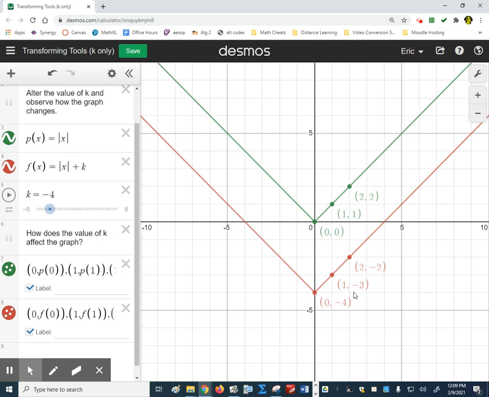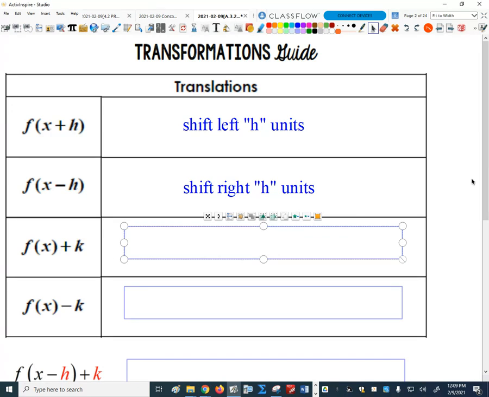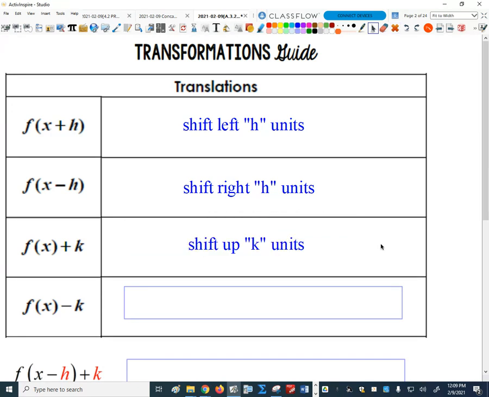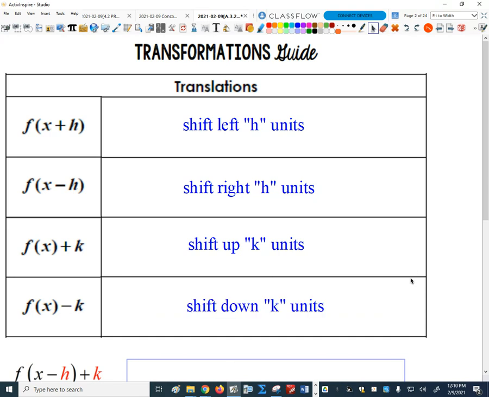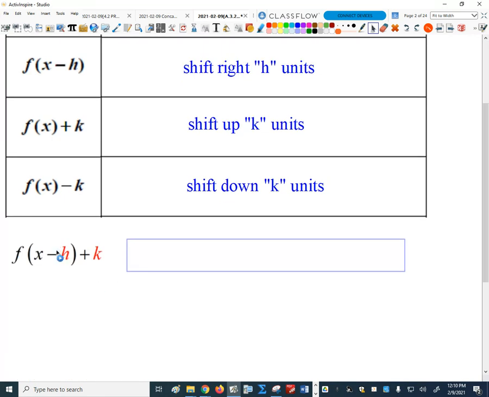So this one follows your common sense reasoning. If you add a number outside, you go up. That you translate up that amount. If you subtract a number outside of the function, that's how far you're going down. Okay? So f of x plus k means we're going up by k units. F of x minus k means we're going down by k units. Okay, now let's look at both of these together.